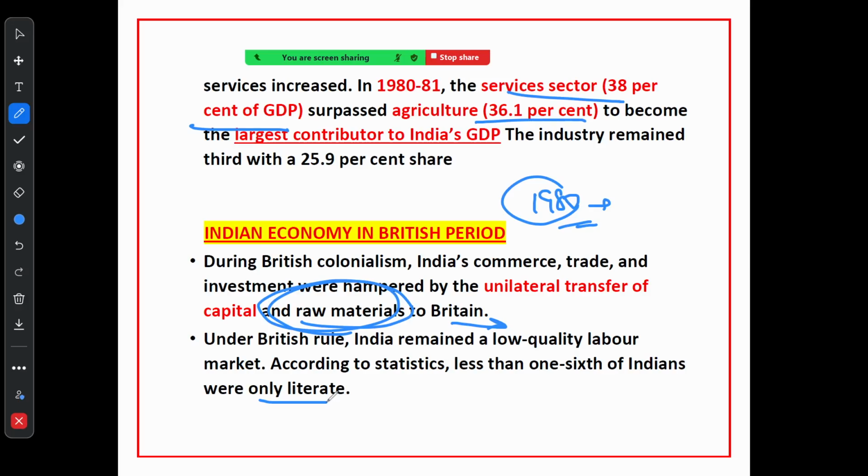So to sum it up, the Indian economy has come a long way. After independence, we focused on growing industry and services, right? So this is about the Indian economy in the British period.